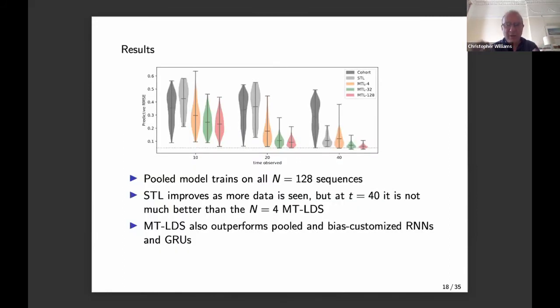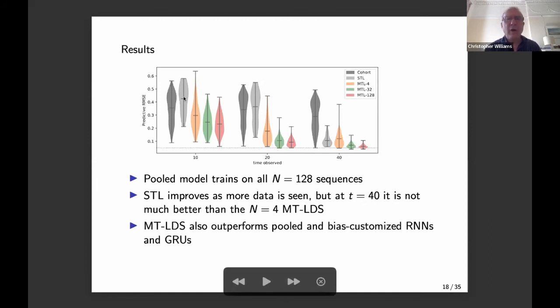And indeed, you can look at these predictions on the bottom. We've got time observed at 10, 20, or 40, and the predictive root mean squared error on the y-axis. Basically, if we compare with the light gray, the single task learning, it does learn eventually when we get to say 40 observations, but it is actually quite a lot poorer at earlier times, while the multitask learning learns quicker, as you'd expect.